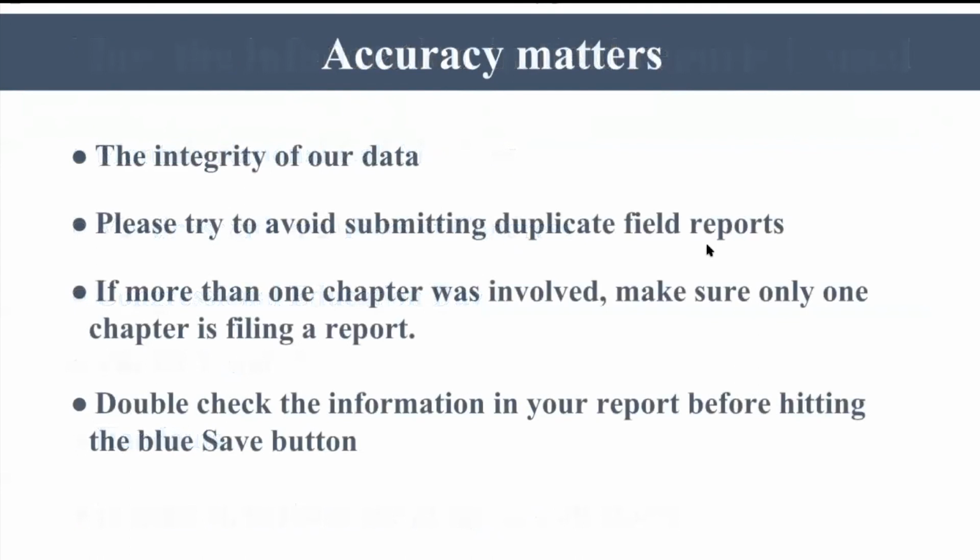Accuracy matters. The integrity of the data matters. We would like it to be complete and accurate, and we're grateful for your help with this. Please try to avoid submitting duplicate field reports and be as thorough as possible in your reporting. If an activity involved more than one chapter, such as tabling or a lobby meeting, only one report should be submitted. So please decide among the groups which one will file the report. Since you can't go back and correct a report yourself once it's submitted, please double check all of the information in your report before hitting the blue Save button.